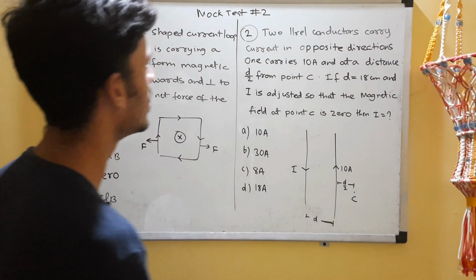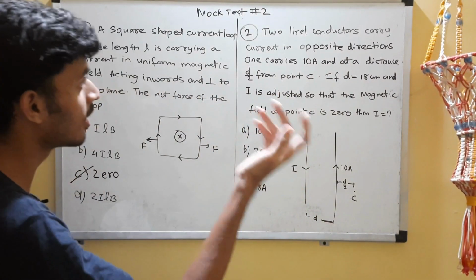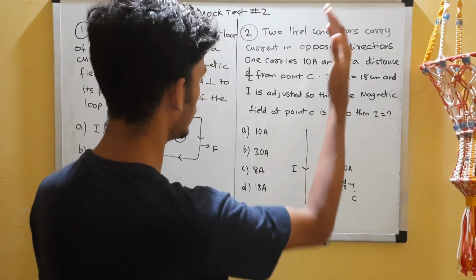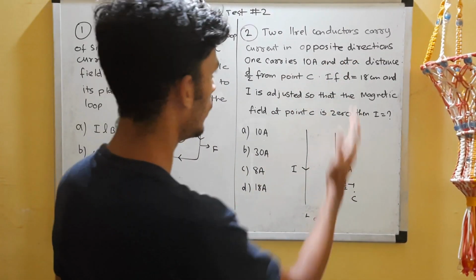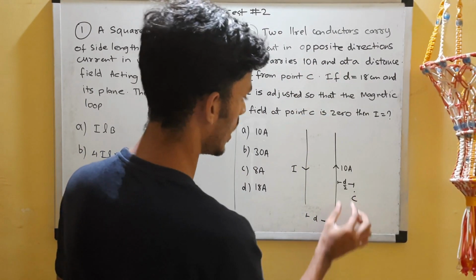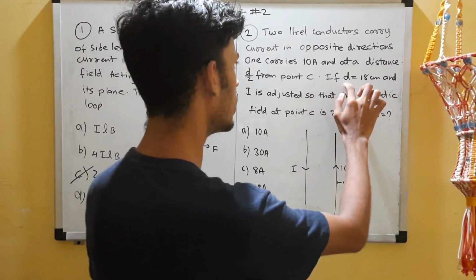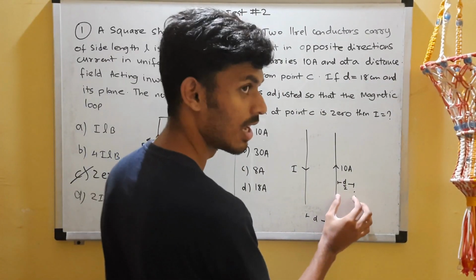Let's come to question number 2 over here. Two parallel conductors carry current in opposite directions. As you can see, this one is carrying current in the downward direction, and in this conductor we have current in the upward direction. That current is 10 amperes. This wire is at a distance of d by 2 from a point C. The distance d between the two wires is given as 18 centimeters, so this is 9 centimeters.